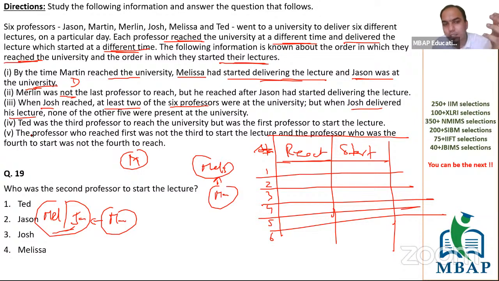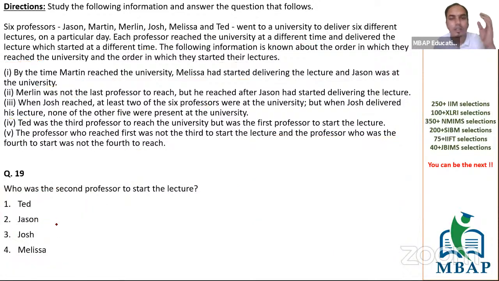When I say clear, direct data, what would have been a direct data here? Let's say that Mr. X is the third person to reach, or rather Mr. Y is the third person to start a class. So if you read all this, none of the data are going to be very clear-cut and direct data.